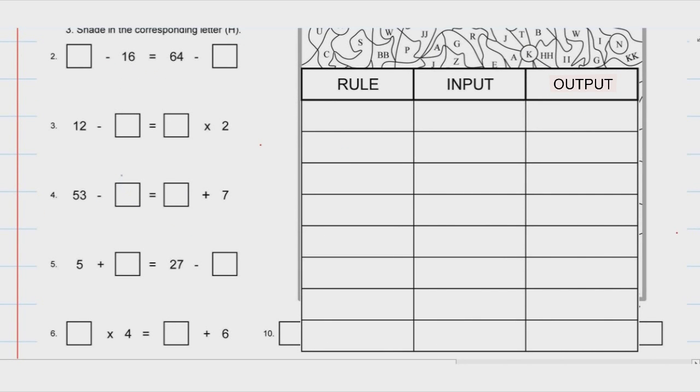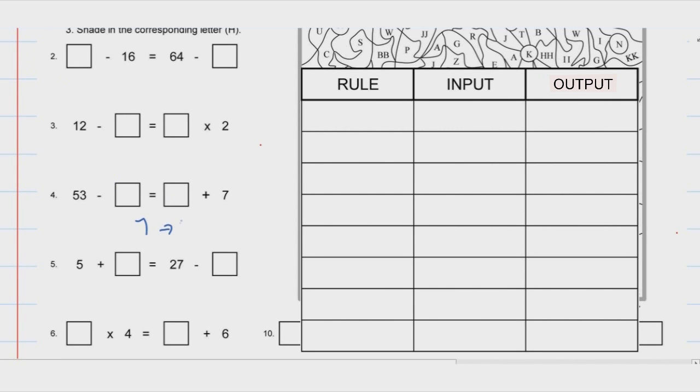Problem number 4. We know the answer has to be smaller than 53 because 53 minus 53 is 0. And you can't put a 53 here and get a 0. We also know the answer has to be bigger than 7 because 7 plus 7 is 14 and 53 minus 7 is not even going to come close to 14. So we know our answer is somewhere between 7 and 53.